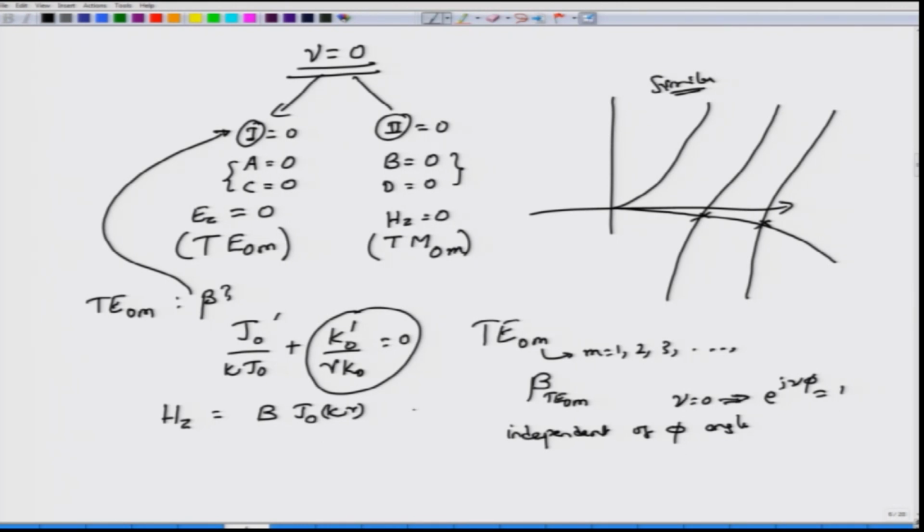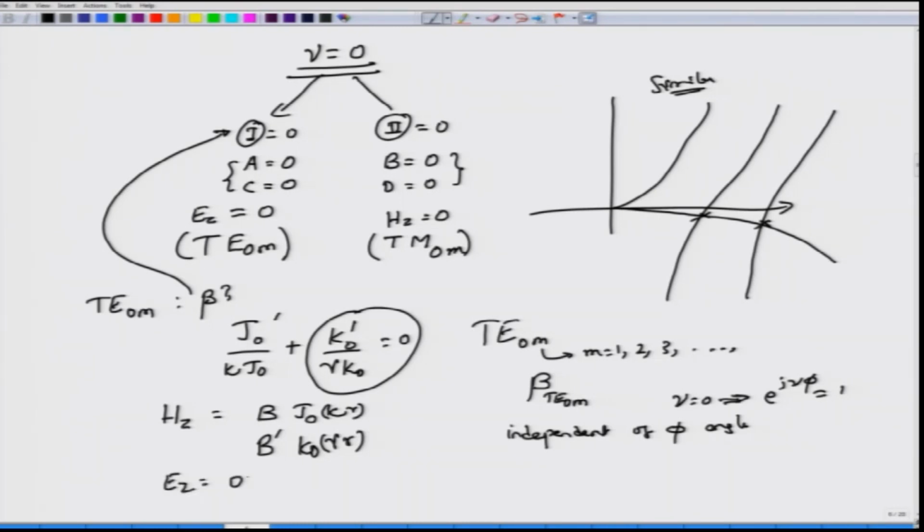This is in the core region, and in the cladding region you will have some constant d, which of course can be rewritten in terms of constant b, but anyway I will put all of them into a constant b prime, and then I have K0 of gamma r. So, this is how the Hz field would look like.